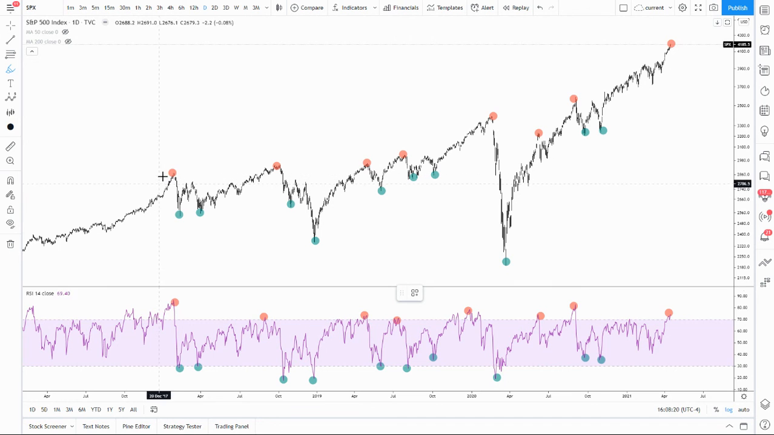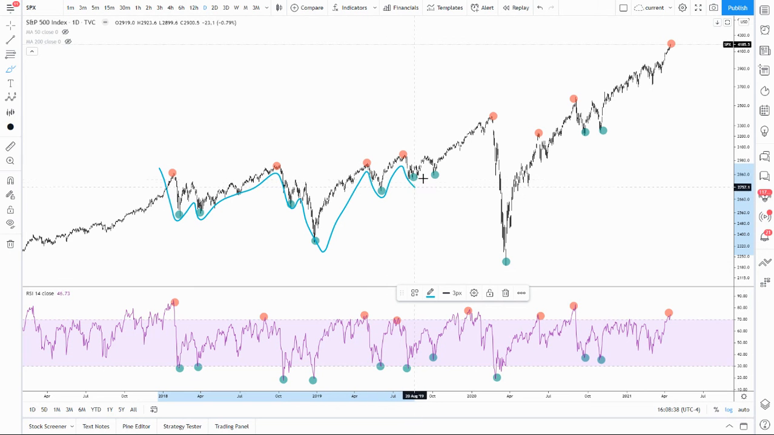now if you're shorting the market, which is up to you, it would obviously be sell, buy, sell, buy, sell, buy, sell.